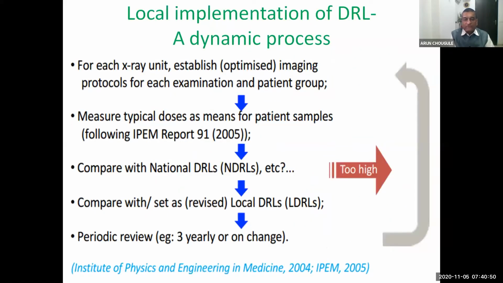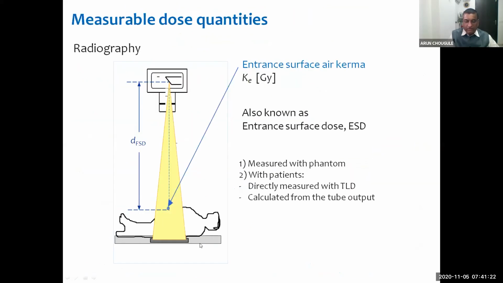So, local implementation of the DRL, the dynamic process, is given by IPEM also. For each X-ray unit, establish an optimized imaging protocol for each examination and patient group. As I mentioned, for chest X-ray, what age group you have taken. Measure typical doses as means for a patient sample, compare with the national DRL, and compare to set a revised local DRL. If they are too high, review. Periodic review is every 3 years or when the technology changes.